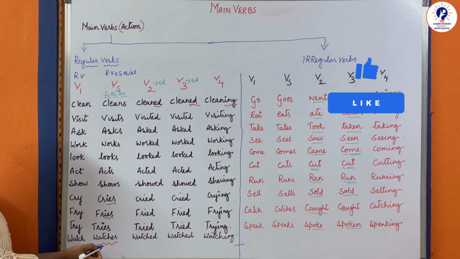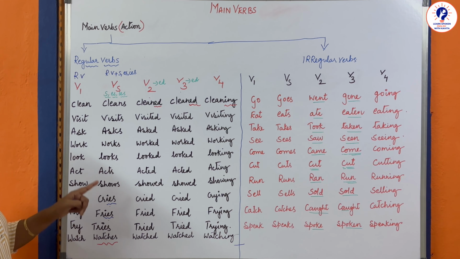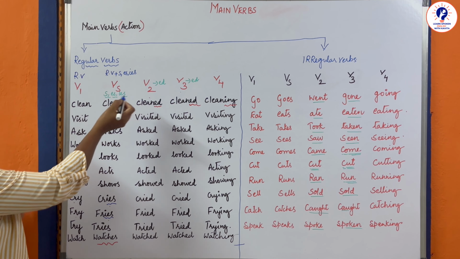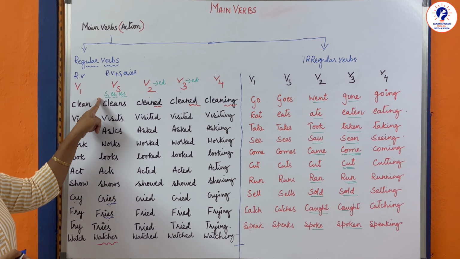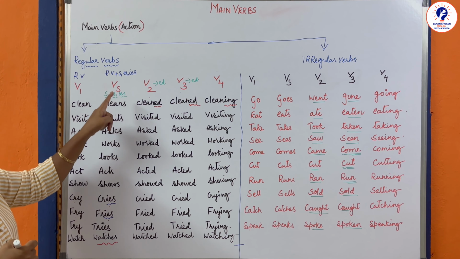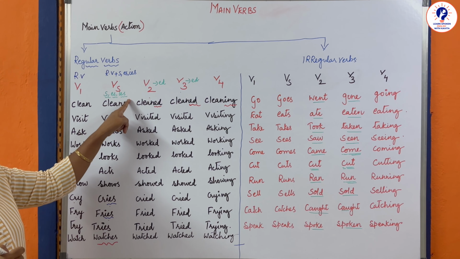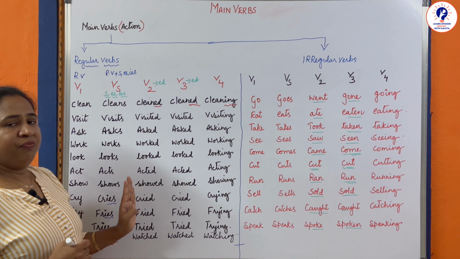Watch, watches. In some cases, you are going to use ES and IES. Mostly, you are going to use S only. In most cases, you have S ending only for Vs. In the fewest cases, you are going to use ES and IES. Got it? Now, coming to V2.